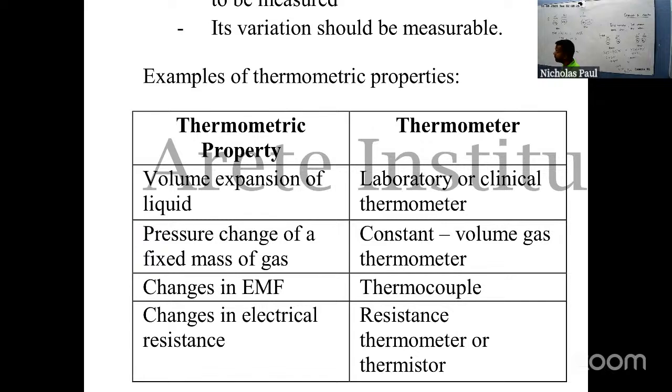Okay? I'll show you how it looks just now. I don't think you guys ever saw that before. Thermocouple, you get a change in EMF. And resistance thermometer, well, we don't use that, but with a resistance thermometer, the resistance will change. So the thermometric property is the resistance, but we take those four properties and we convert it into a temperature reading.